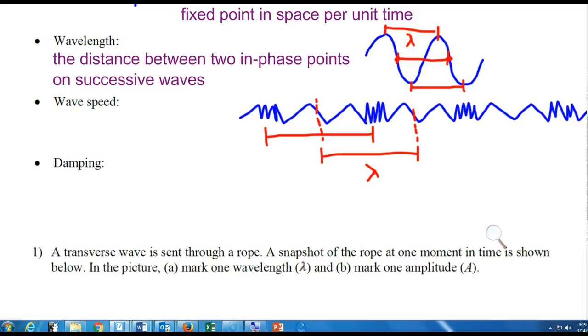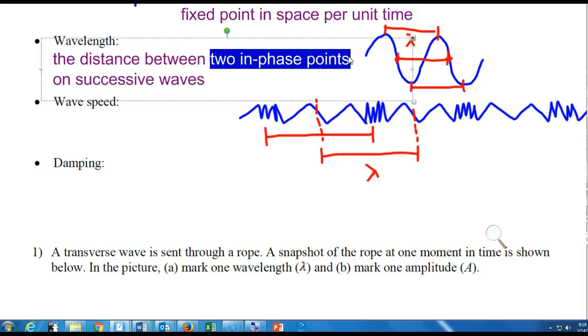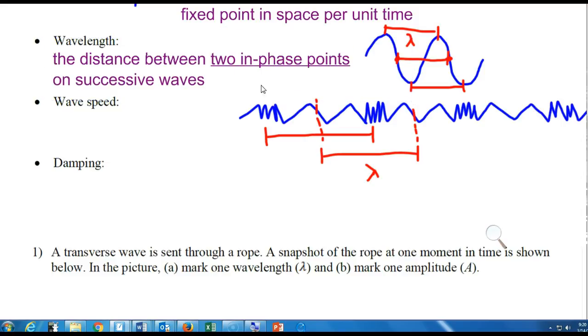So 2 in-phase points, that's the crucial term. When we say 2 in-phase points, we mean we're at the same part of the cycle. You're measuring from crest to the next crest because they're both crests. They're at the same phase or stage of the cycle. Or you can measure from trough to trough because they're both troughs. And likewise, you can measure from compression to compression because they're both compressions. They're the same phase, the same stage in that repeating cycle.